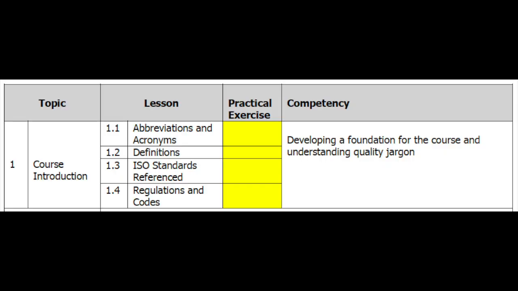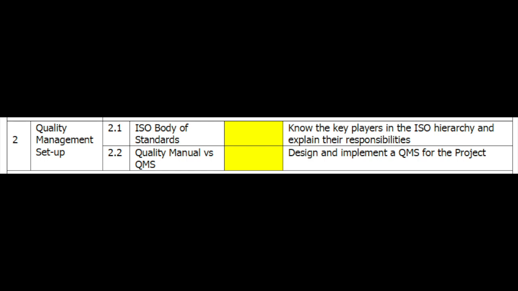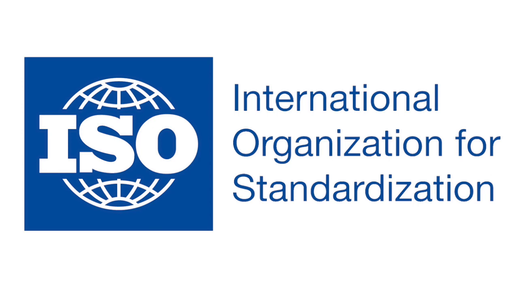The course introduction basically gives you the fundamentals. It lays the foundation of how the course will run and gives you an understanding of the different types of jargon that's used within the quality and project management environment. The second topic of the course, quality management setup, basically deals with how the ISO standards fit into the whole structure. So in other words, many come in and they hear about ISO 9001, but they don't know where it fits in.